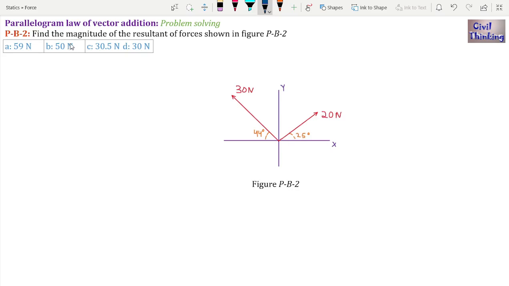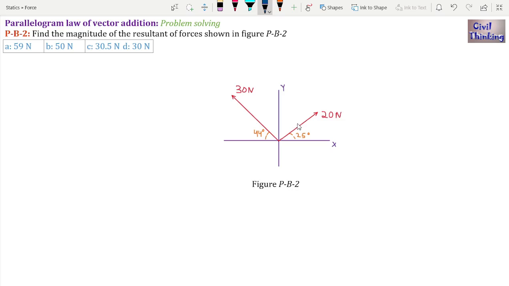Now what we have to do is find the magnitude of the resultant of the forces. According to the parallelogram law of vector addition, the resultant of these two vectors will be somewhere between them, right? Now if you don't know about the parallelogram law of vector addition, I have already made a video lecture on it. You can click here to watch.